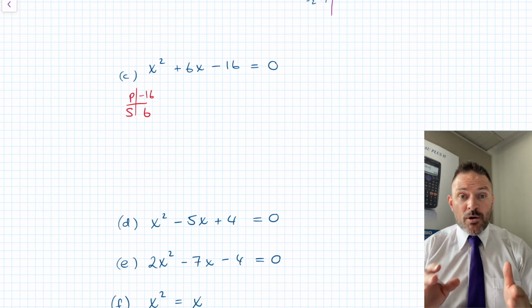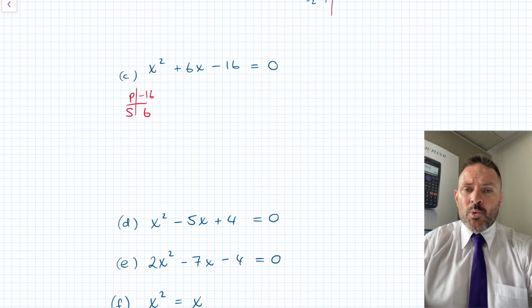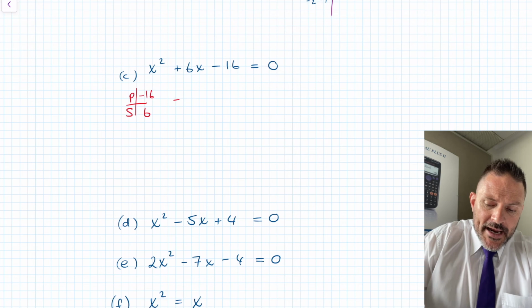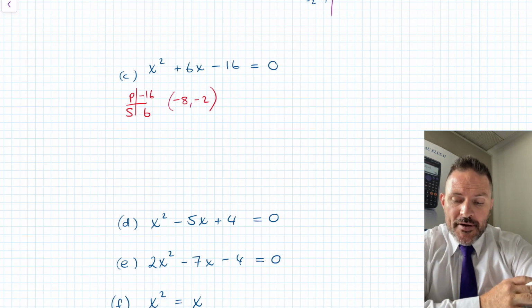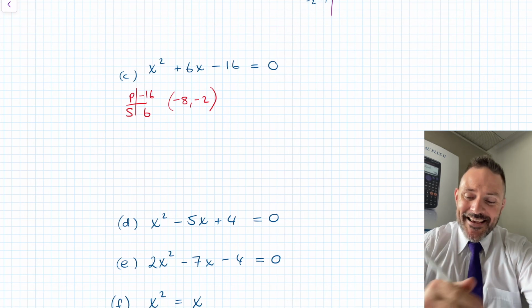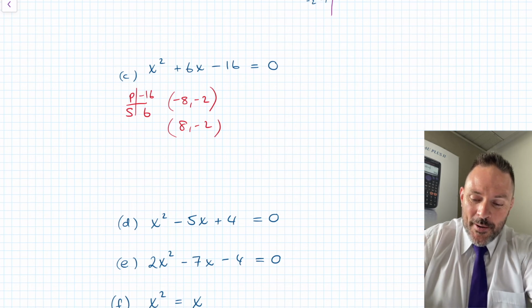8 and 2 look like they might work, don't they? How can 8 and 2 make 6? Well, 8 plus 2 makes 6, doesn't make negative 16. What about negative 8 and negative 2? Does that make 6? That doesn't make 6 either. 8 minus 2, how's that? Okay, a little bit of a mind blank there.